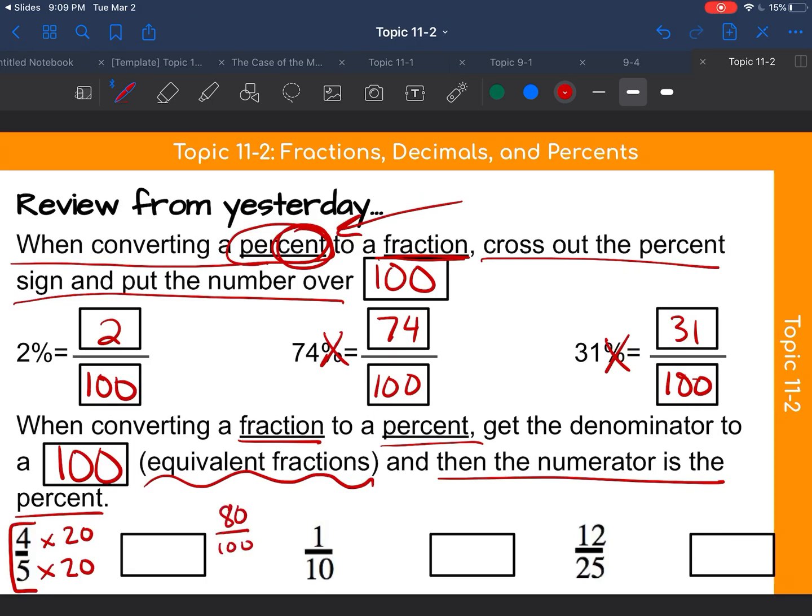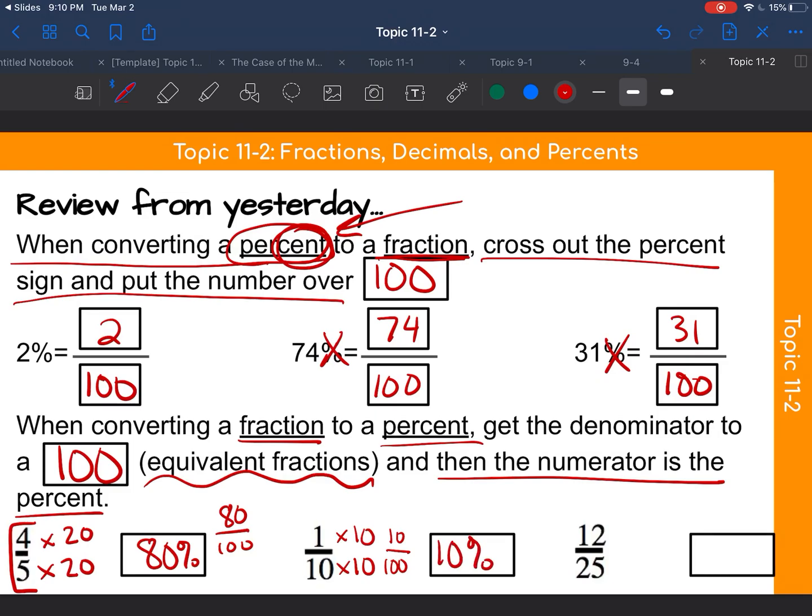80/100ths, which is what as a percent? That's 80%. Okay, 1/10. How do we get 10 to 100? Multiply by 10. Do the same thing to the top. So what is this as a percent? 10/100ths. It would be 10%.